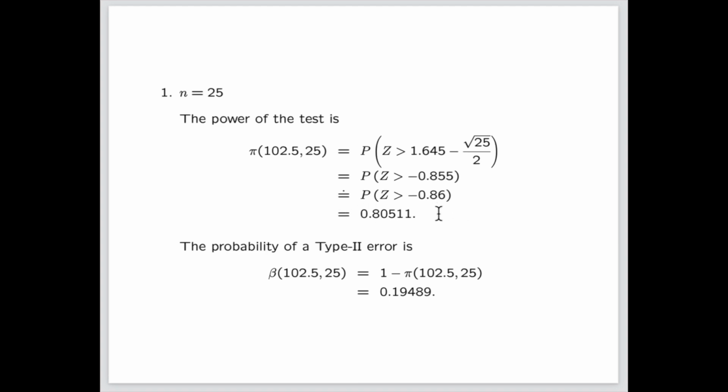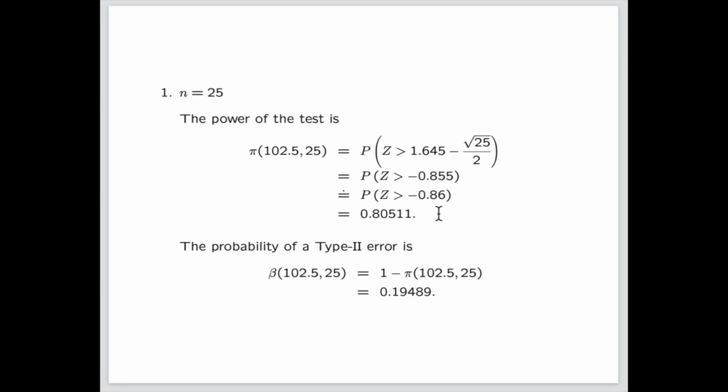Okay, and so what that tells us then is that for a sample of size 25, if in fact the mean of the population is equal to 102.5, then we've got about an 80 to 81% chance of getting a sample that will lead us to correctly determine or discern that the null hypothesis is false and therefore that the alternative hypothesis is true.